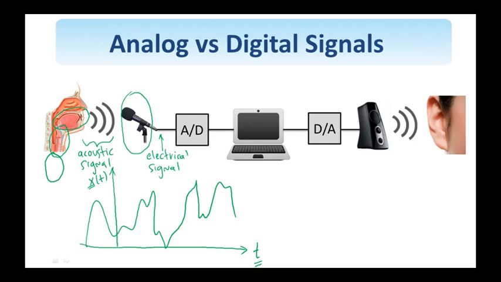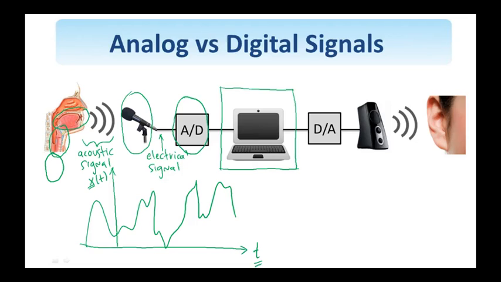Now, I want to process such a speech signal by a digital computer. And this is really the objective of any digital signal processing class. Digital computers only understand zeros and ones, or digital signals, and therefore I need to convert my analog signal into a digital one, which is the function of this A to D converter box. In doing so, converting an analog to a digital signal, one has to take two steps.